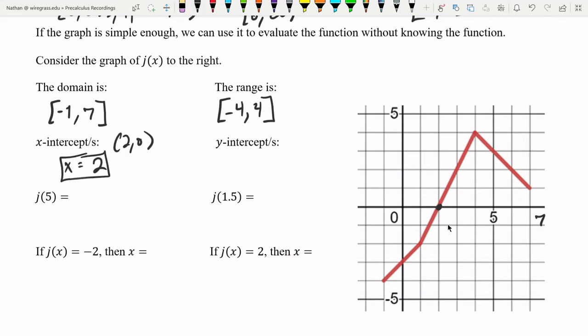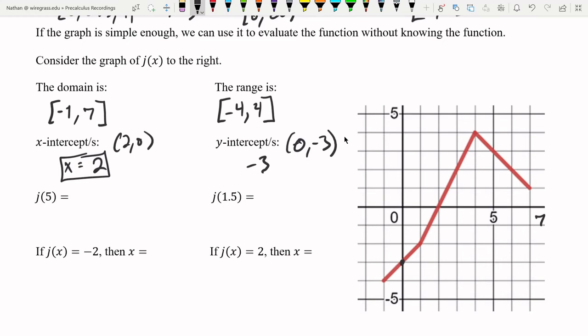The y-intercept, likewise, is where it crosses the y-axis. That happens right here, and that is at a y-coordinate of -3. So you'd just say -3. You could say it's at (0, -3), but that's kind of pointless because all y-intercepts have an x-coordinate of 0.